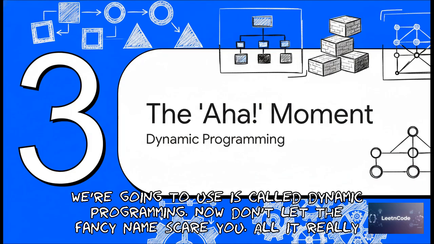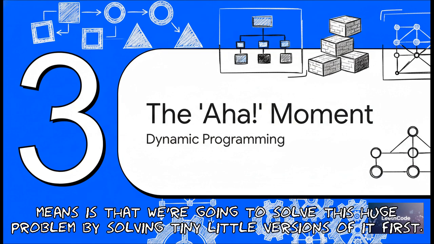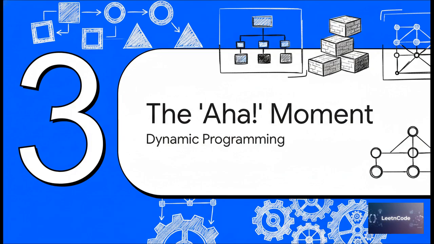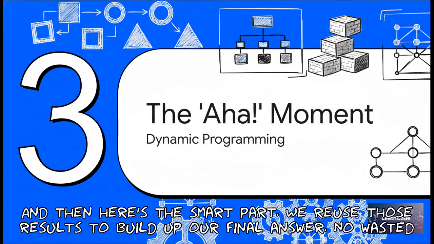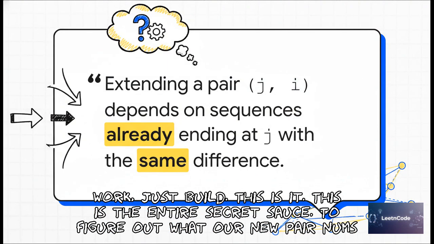The technique we're going to use is called dynamic programming. Now, don't let the fancy name scare you. All it really means is that we're going to solve this huge problem by solving tiny little versions of it first. And then, here's the smart part, we reuse those results to build up our final answer. No wasted work, just build. This is it. This is the entire secret sauce.